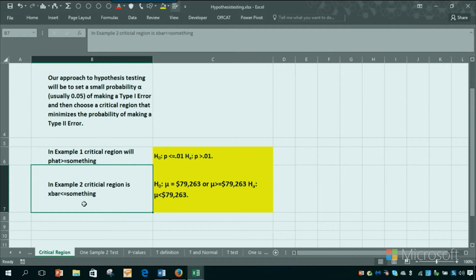Now in our next video, we'll actually start doing hypothesis testing, and we'll start with probably the most basic hypothesis test, the one sample z test.